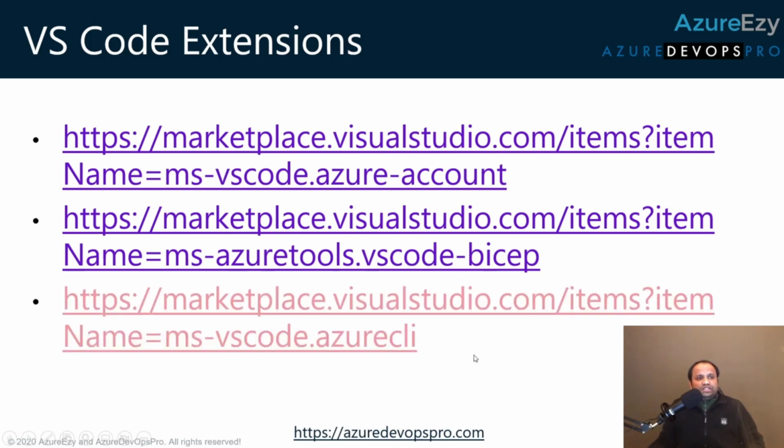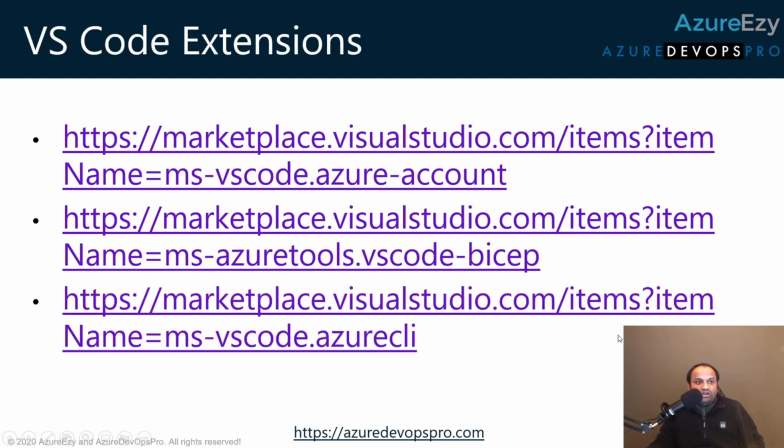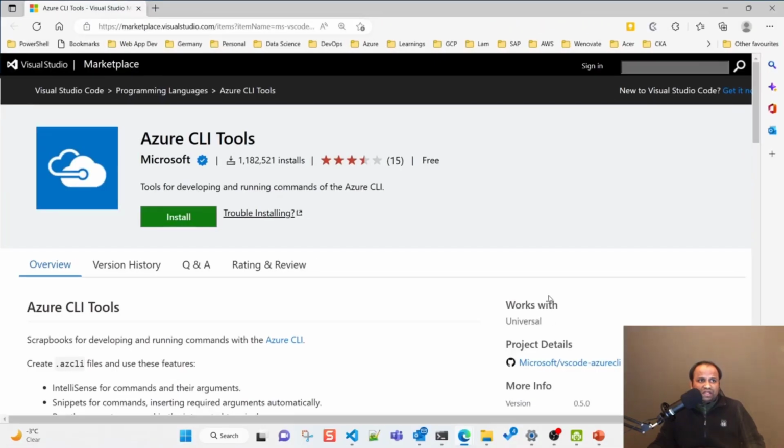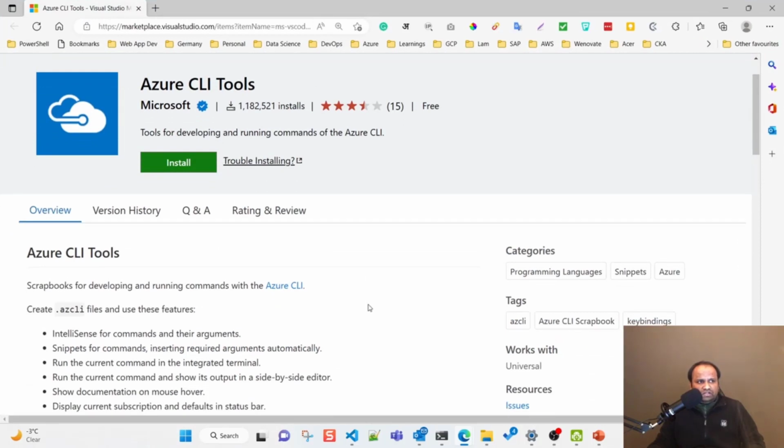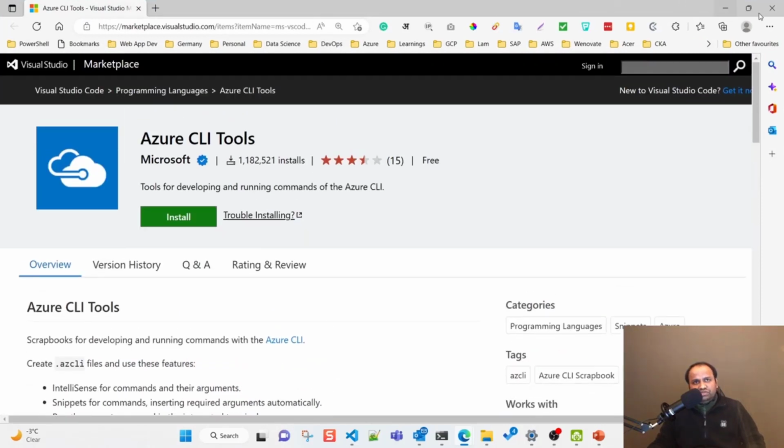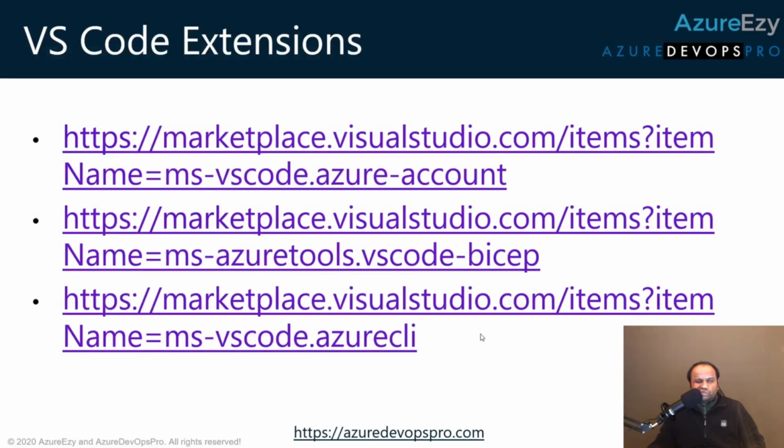Then another extension that you need to have, or I would say it is a recommendation. I would not say it is mandatory, especially for Bicep, but in general for Azure. Azure CLI also has an extension where you can interact with Azure CLI within the Visual Studio interface. So you don't really have to open a different terminal window and all those things.